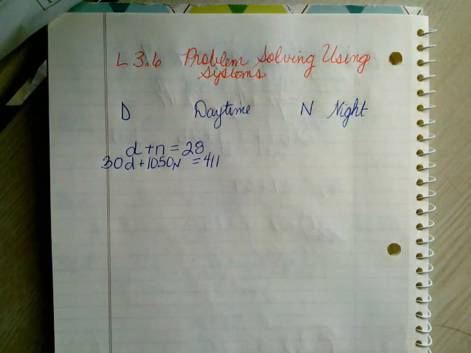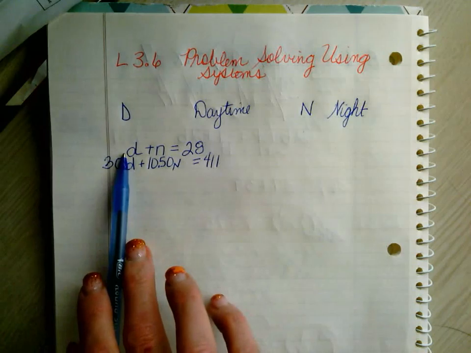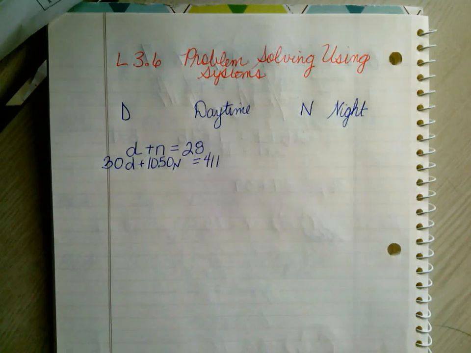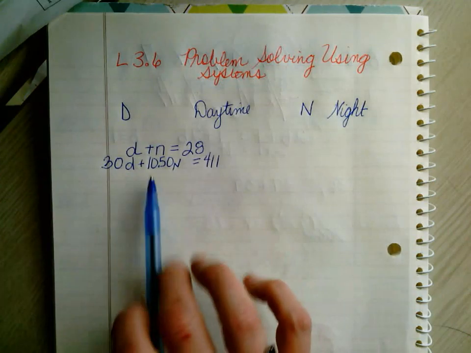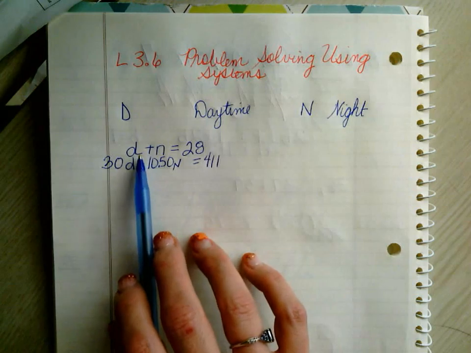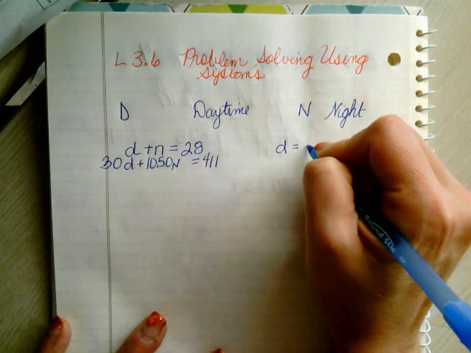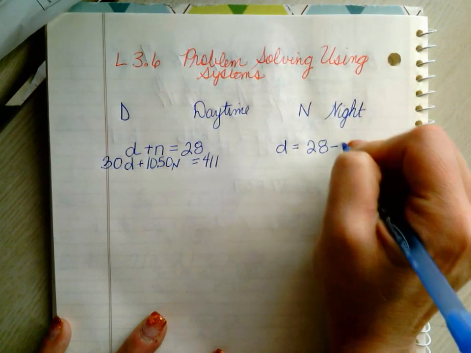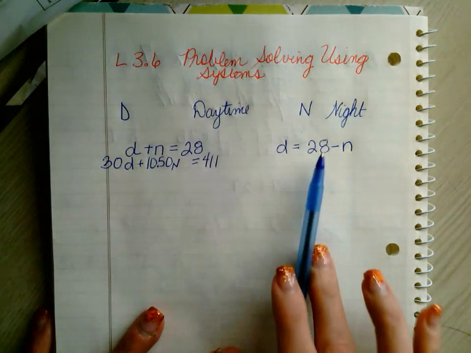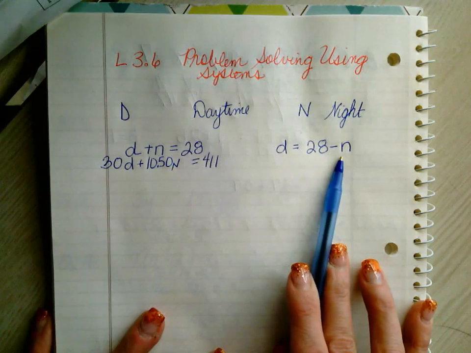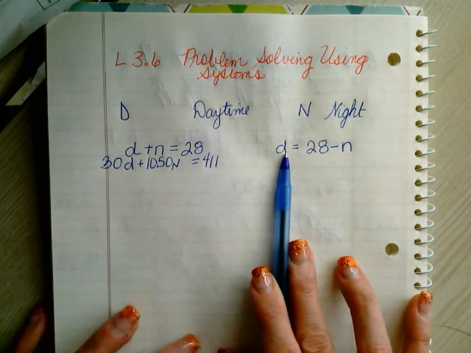Okay? Now, you guys have been taught two ways. You've been taught substitution and linear combination. Whenever the coefficient of a variable is already a 1, I highly recommend using substitution. Okay? This particular equation, for example, they solved it for D. They said D equals 28 minus n. And that makes sense. If the total is this, and we remove the nighttime hours, we get the number of daytime hours.